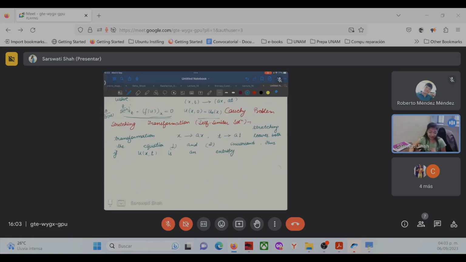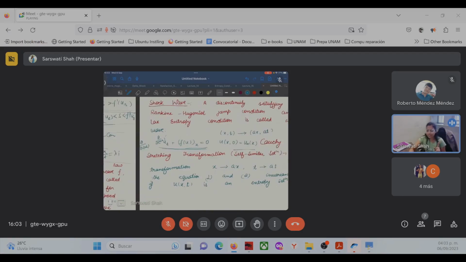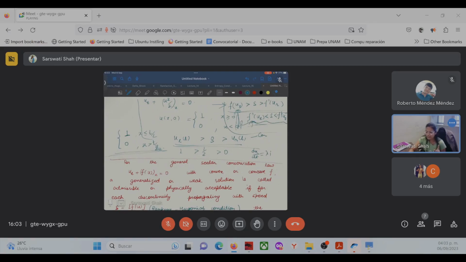So this stretching transformation leaves both equation one and equation two invariant. Thus, if u(x,t) is an entropy solution of, actually I went to this point. So when the solution is smooth, entropy.